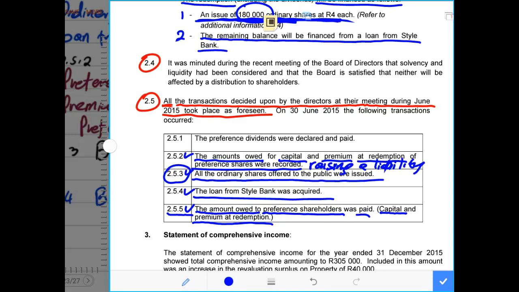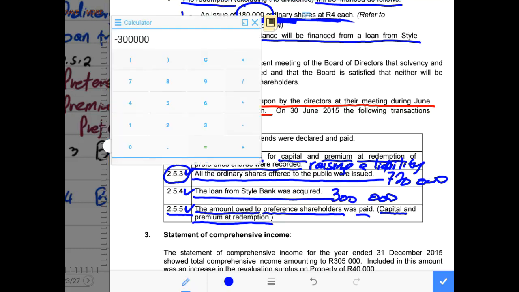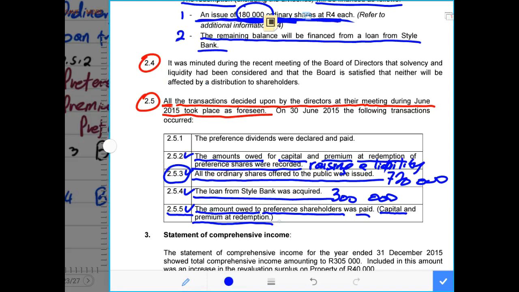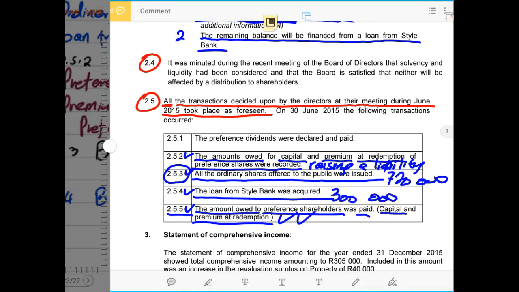We raised funds through the bank loan, and we also raised funds through the public offering, and the total of the two became over $1 million, because here we raised 720,000 and here we raised 300,000. So now there's money available in the bank, because 300,000 plus 720,000 gives us 1,020,000. The minute there's money available, a payment can take place. So now we are making a payment of the 1,020,000 that we owed to the preference shareholders.